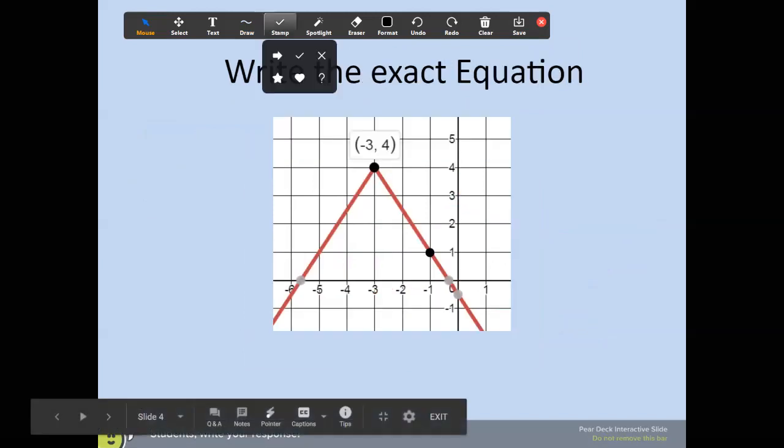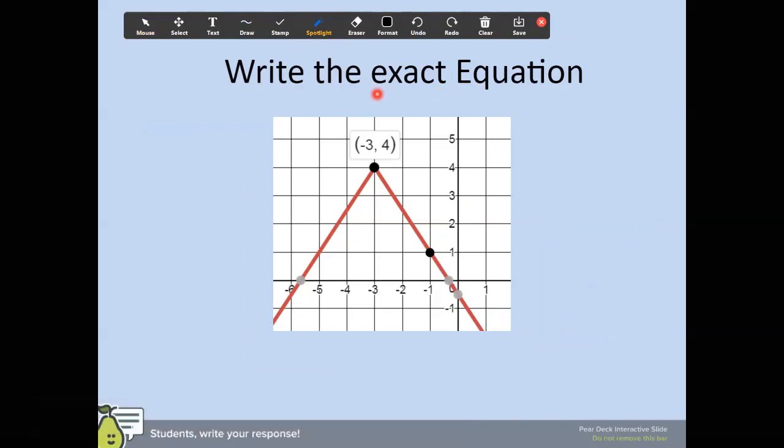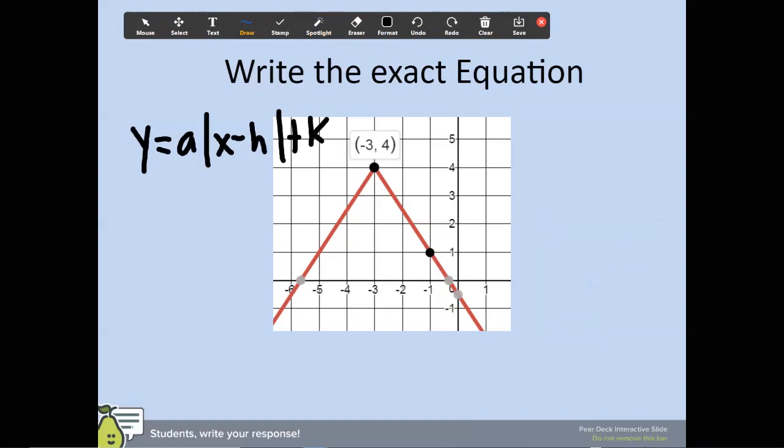Again, I want an exact equation, so I'm going to be worrying about my accuracy. On this one, I am going to be thinking of y equals a times the absolute value of x minus h plus k. And the point that I'm going to be looking at is -3, 4. That's my h and my k. That's my vertex. So that's going to go in for this h and this k.